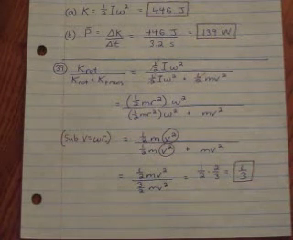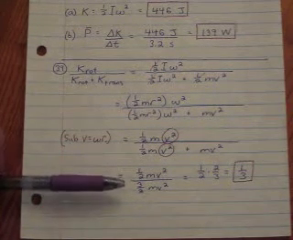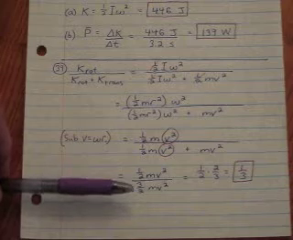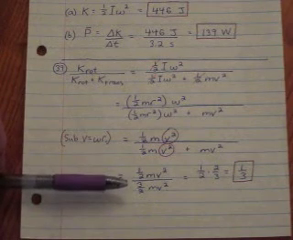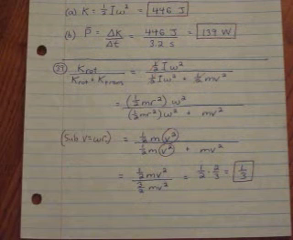So you clean up the denominator. 1/2 mv squared plus mv squared is 3/2 mv squared. The mv squareds divide out. You're left with 1/2 divided by 3/2, or 1/2 times 2/3, and you get 1/3.